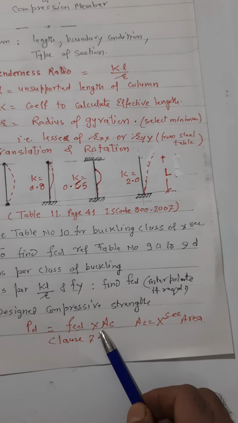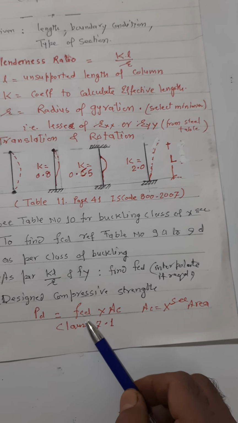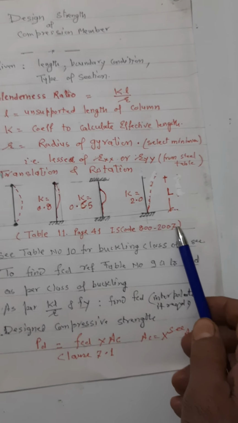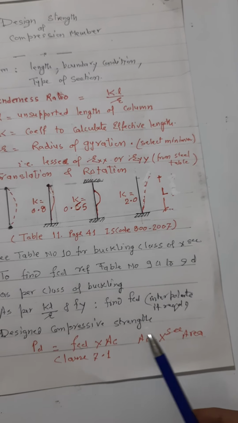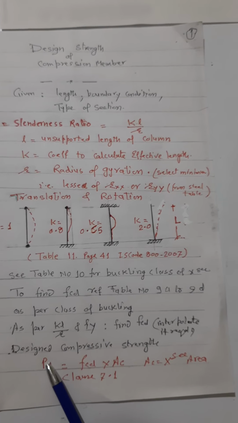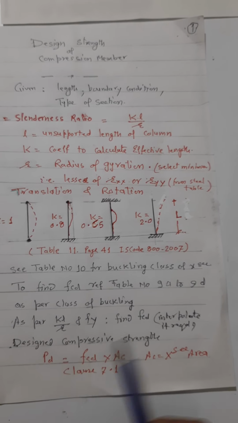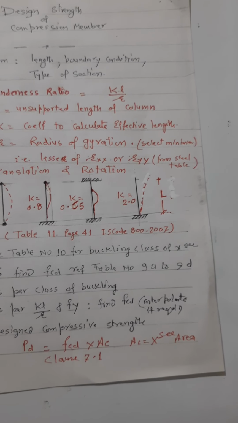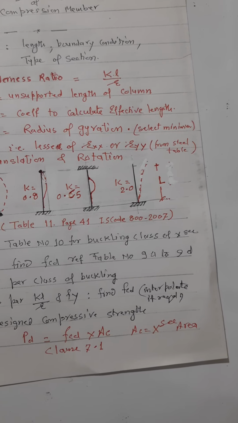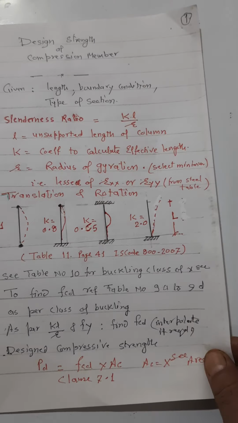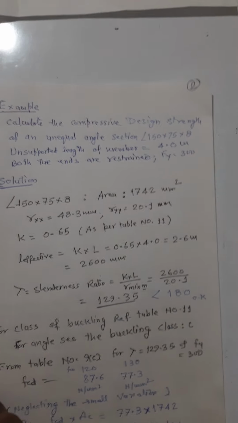Now, this stress multiplied by the area of the cross section, which we know when the section is already given, will give the design compressive strength. Divided by 1000, you will get the result in kilonewton. This is, in short, how we can find out the design strength of a given member when the length is given and the boundary condition is given.